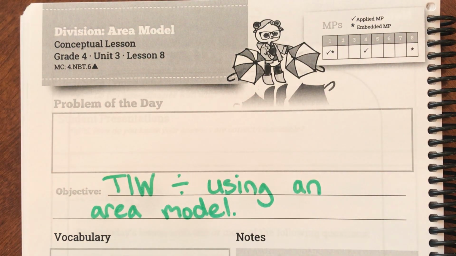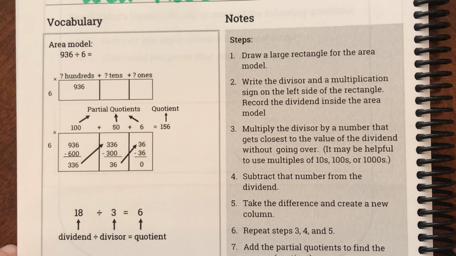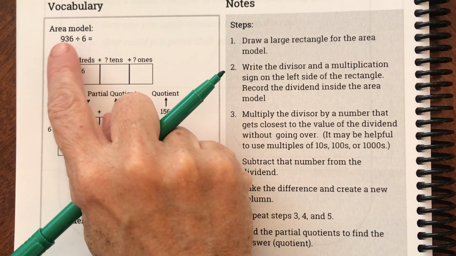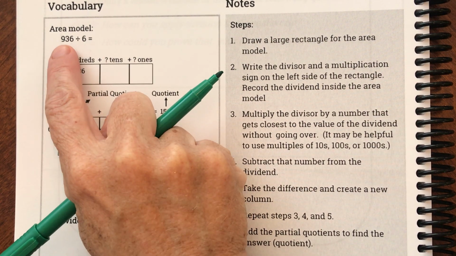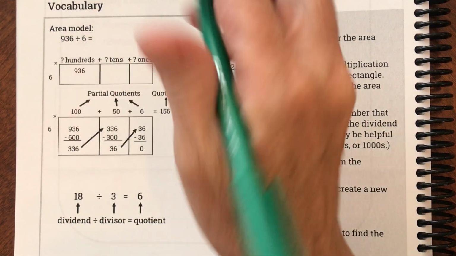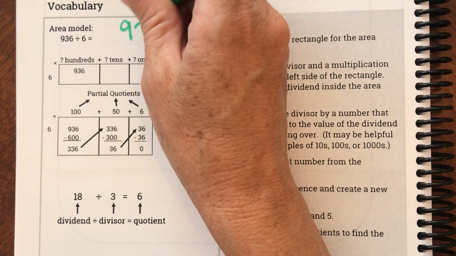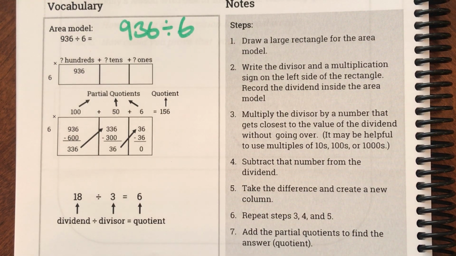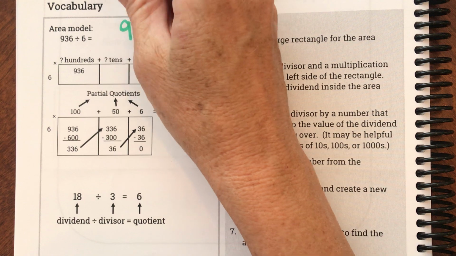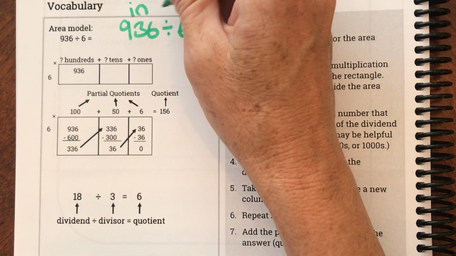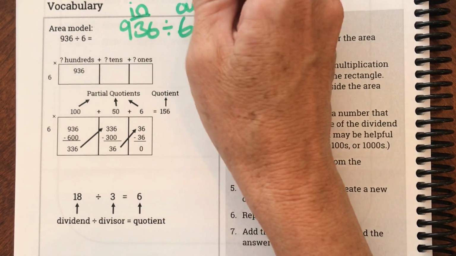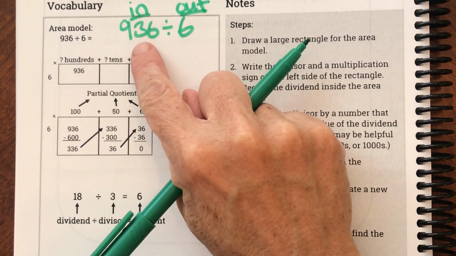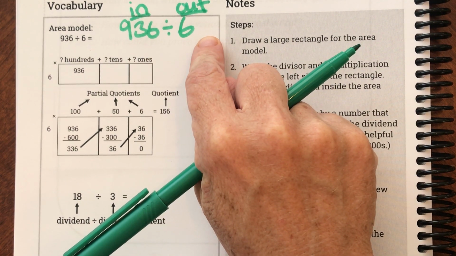All right, let's look at our vocabulary and our steps. In our vocabulary, they show us a division problem. Something that I like to remember is this is my dividend. This is my dividend because it's what I'm dividing. This is my divisor. But I always teach this little shortcut that when it's set up like this, I remember this is my in and out. I call it my in and out strategy.